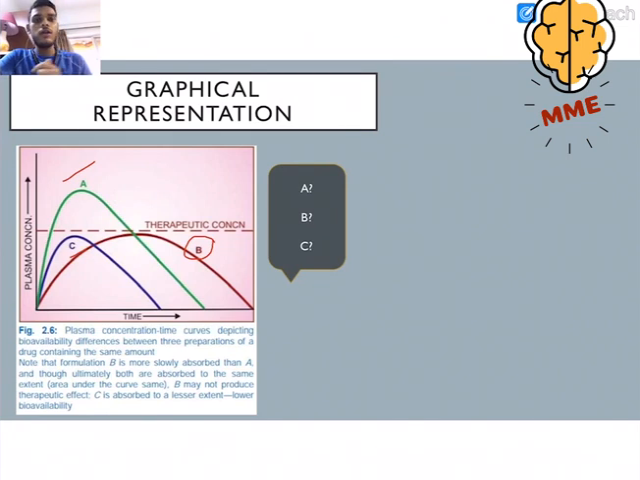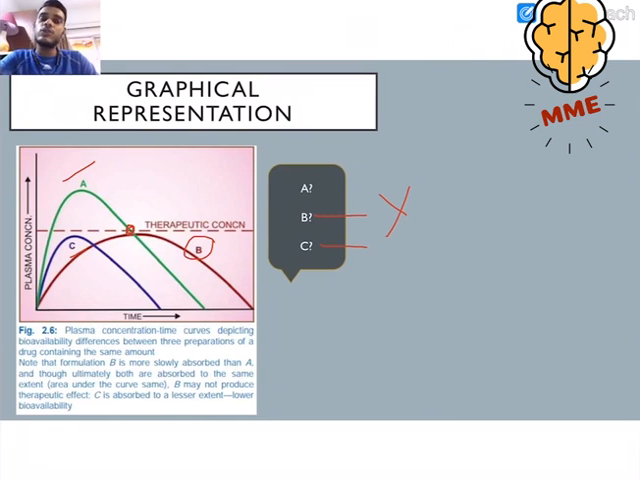Okay. However, what we may see is that the curve B, or the formulation B, is not attaining the therapeutic concentration. Now, this therapeutic concentration is the minimum plasma concentration of the drug which is required to bring about a therapeutic response. And by that, what do we mean? I mean the smallest or minimum amount of drug which is required in our plasma to carry out the beneficial effects of the drug. Now, as we can see very clearly, B is not attaining this minimum therapeutic concentration level. Okay, and neither is C.